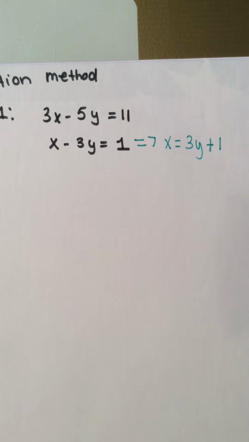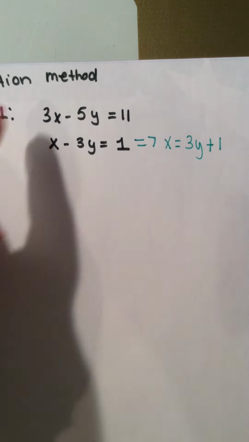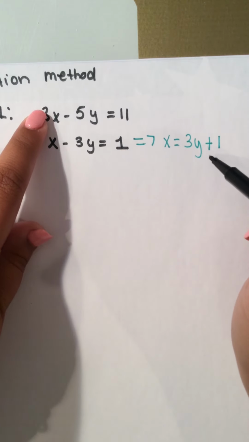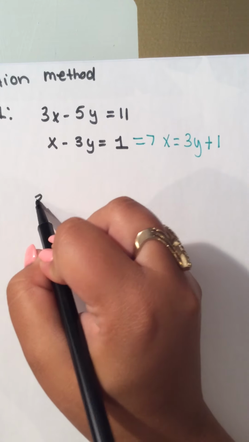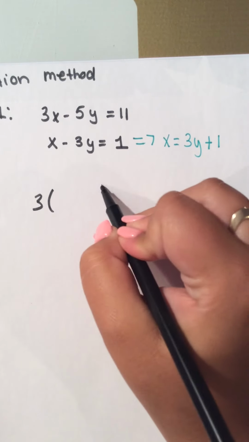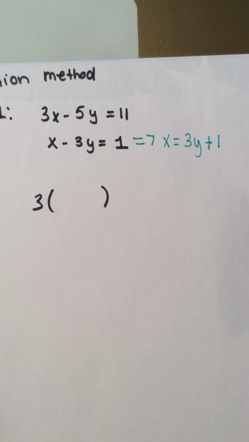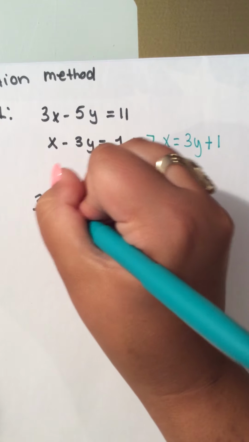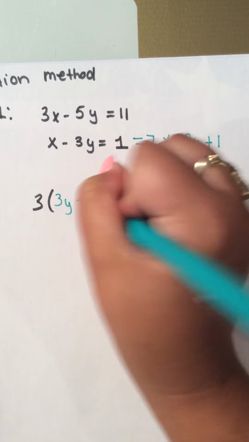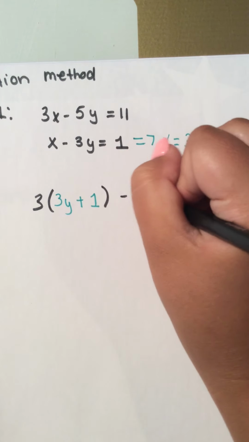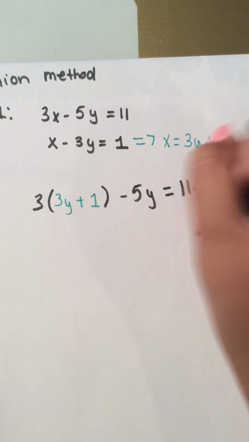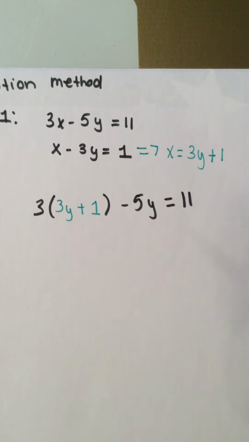What that means is in this first equation, wherever I see an x, I'm going to substitute 3y plus 1. So I'm going to have 3, and then 3y plus 1. I'm going to keep that color so we can see the substitution. Then you finish it: minus 5y equals 11. Wherever I saw an x, I just substituted in 3y plus 1.